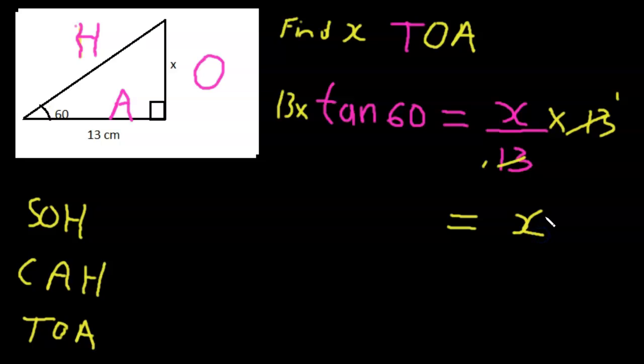Let me just get my calculator. And you will want to put your calculator in degree mode, since we are working with degrees. So make sure your calculator is in degree mode or D mode. And you press 13 tan 60. And I have here 22.5 if I should use one decimal place. So 22.5. I'm using one decimal.